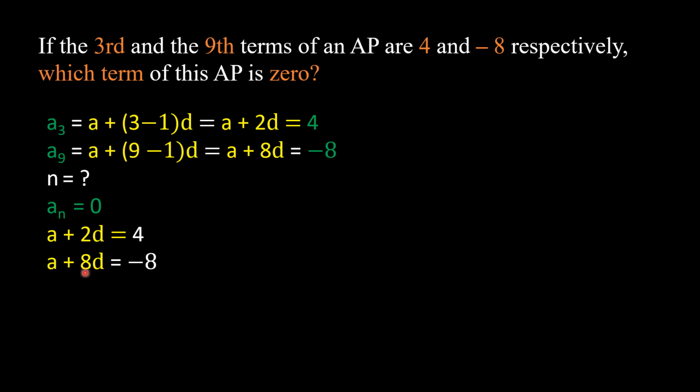Now we will subtract the second equation from the first equation. For that, we have to change the signs of each term of the second equation. So we will write plus a as minus a, plus 8d as minus 8d, and minus 8 as plus 8. Now a minus a will be 0, 2d minus 8d will be minus 6d, and 4 plus 8 will be 12. So d will be 12 divided by minus 6, which will be minus 2.